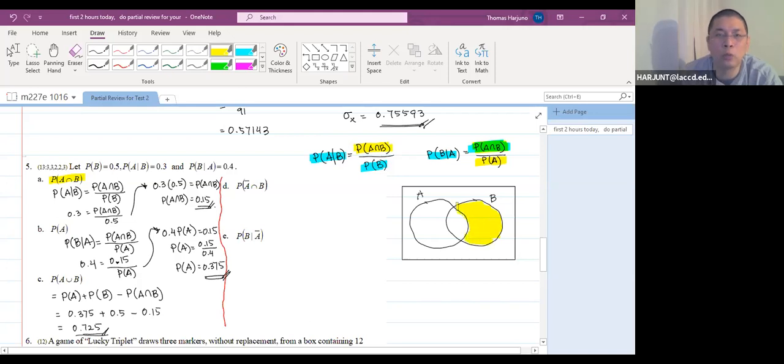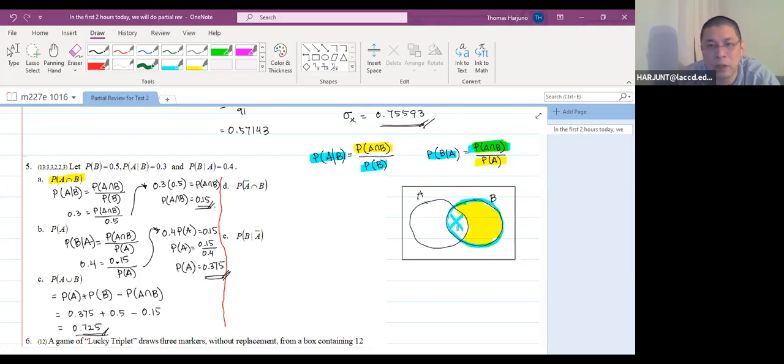We don't know yet what that is, but we can compute it in the following way. What I will do is I get the whole B. What is the probability of B? 0.5, right? And then you cut this away. You cut the intersection away. Then you will get the probability of B outside of A.